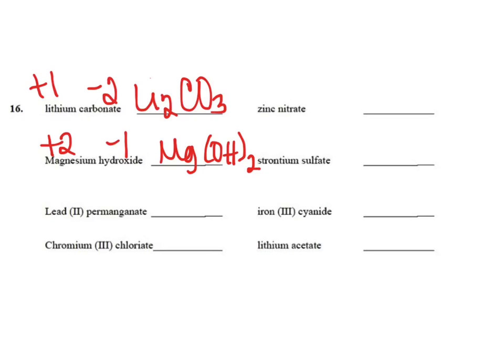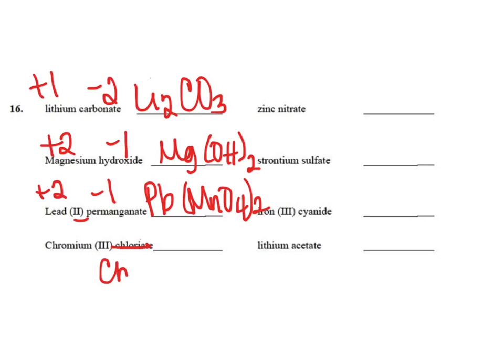Lead 2 permanganate. Lead is a +2, permanganate is a -1. So our formula should be Pb(MnO4)2. Chromium chlorate. Chromium's a +3, chlorate's a -1. So Cr(ClO3)3.